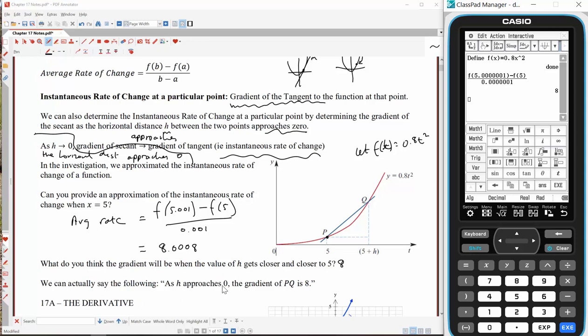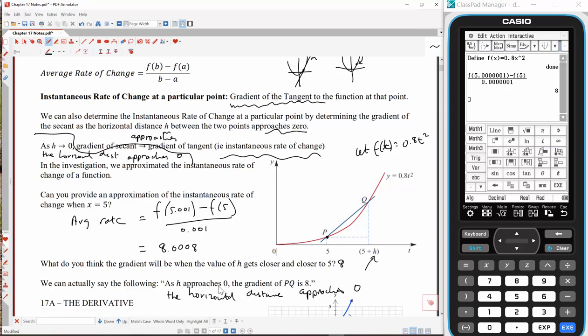As h approaches 0, so as the horizontal distance approaches 0, that is, that h value there is 5 plus, just getting extremely close to the value 5.